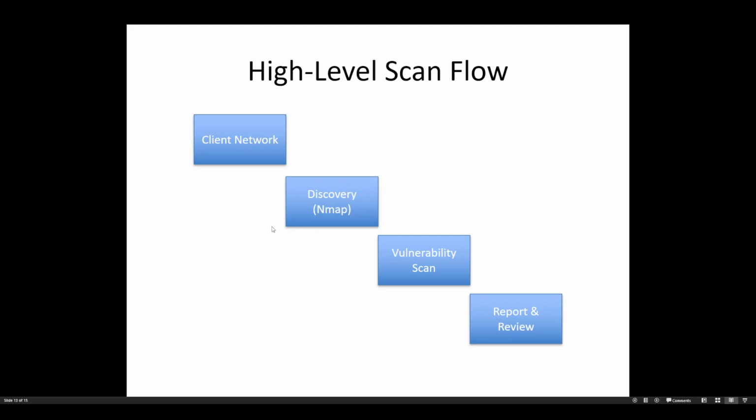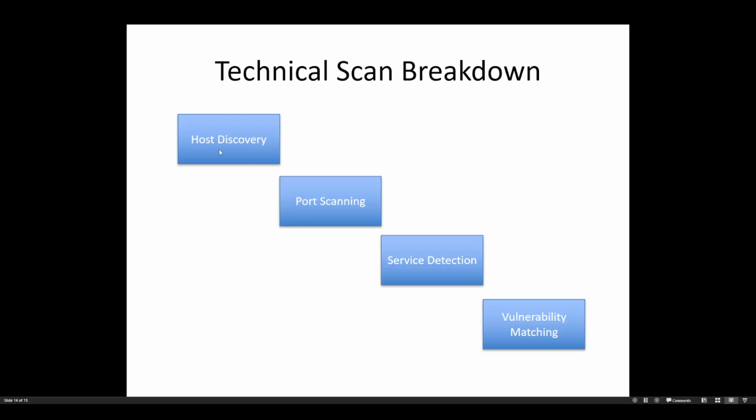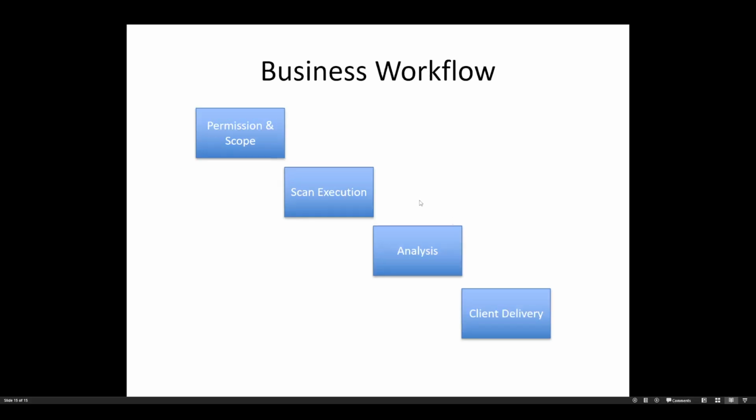So this is just a flow, kind of what we spoke about earlier. You're at the client network, discovering with Nmap, doing the scan, report and review. Pretty simple. Technical: host discovery, port scanning, service detection, vulnerability matching. Business workflow: you get permission, you get the scope, probably some contracts to sign, some paperwork. Then executing the scan, doing the analysis, and after that giving the customer something they can touch and go over, like, wow, this actually happened. That's pretty cool.